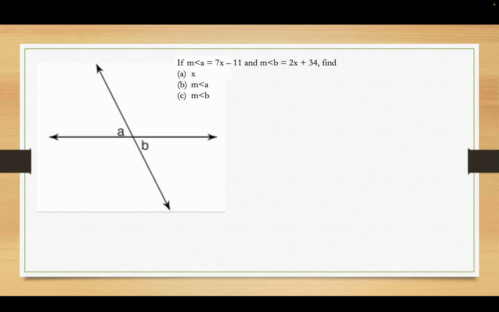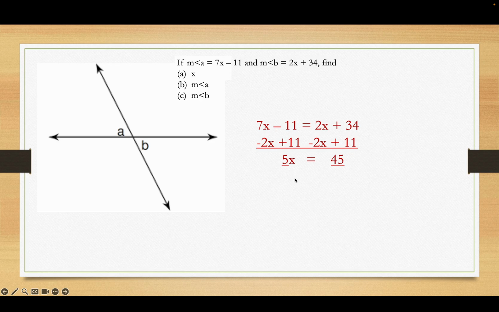Okay, so angles A and B are congruent. They're equal to each other. So 7x minus 11 has to equal 2x plus 34. Subtracting the 2x, adding the 11, and I get 5x is 45. Remember, this is not quadratic, so we don't get it all on one side. Dividing by 5, and I get x is equal to 9.